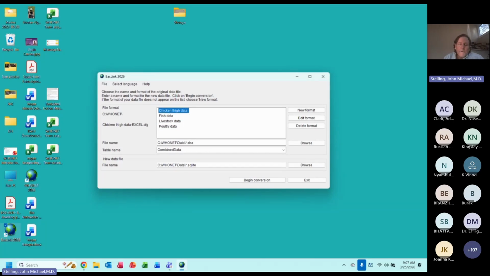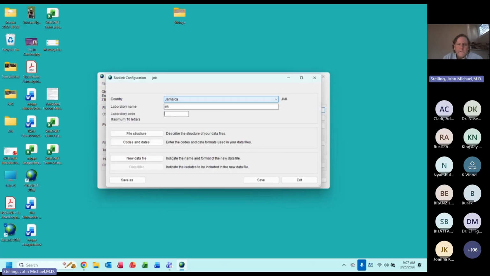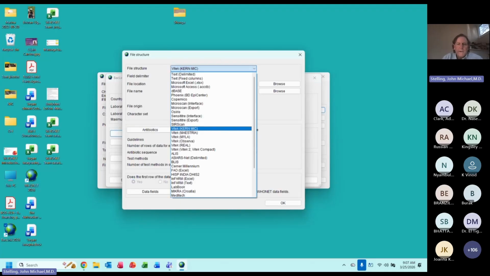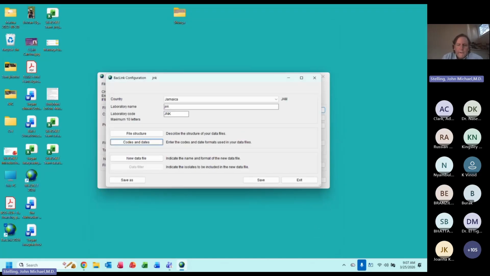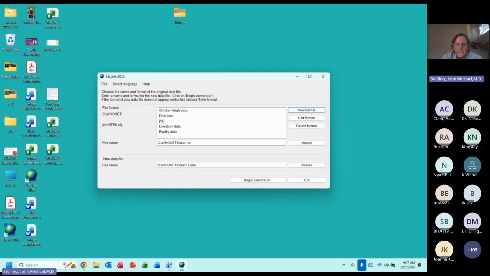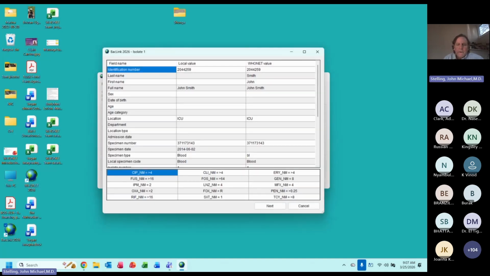I did some work recently with one of our countries for chicken thigh food data, fish, livestock data. That's just why that's on the screen. If I go to new, and if I go to junk, and I'll just do something quick and easy, Vitek data, and I say okay. Oops, I said the wrong thing. And I go to save, and I exit. Junk, browse, and I choose my Vitek data file. Say okay, conversion. Okay, good.